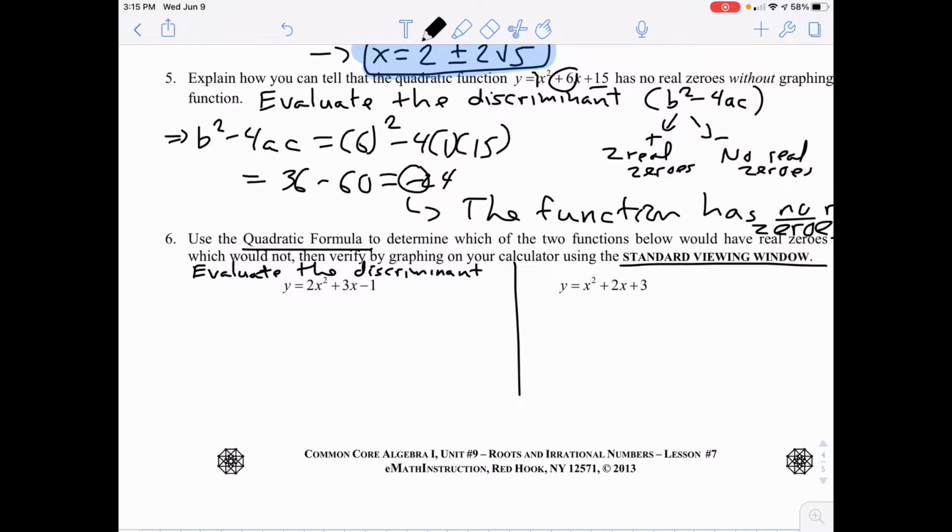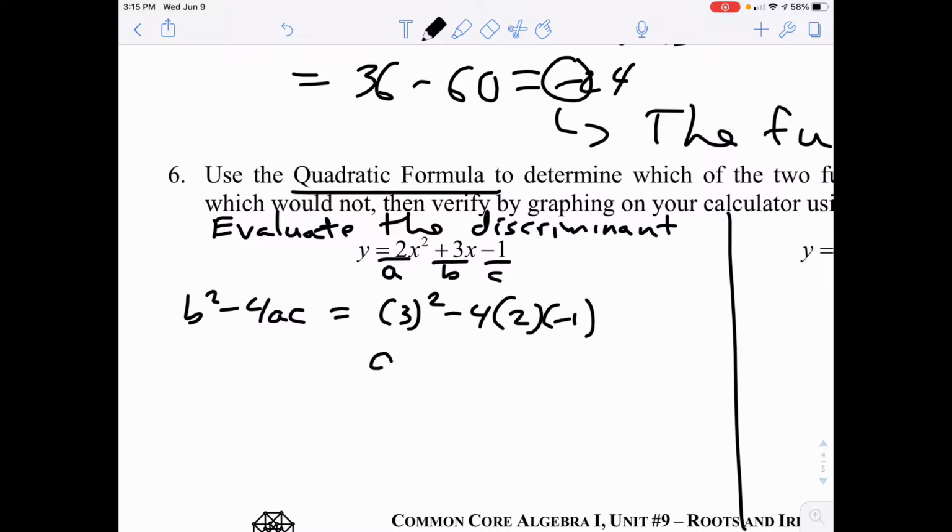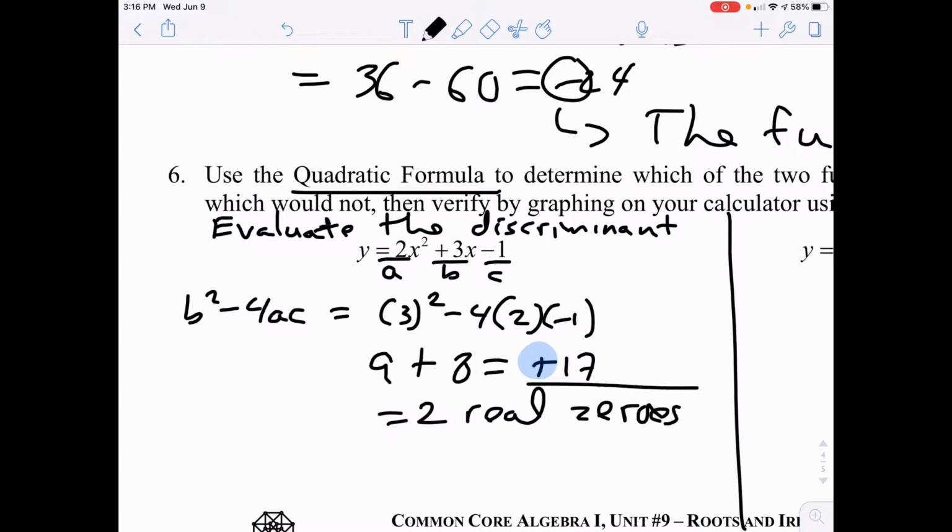So let's go ahead and break this in half. A is 2, b is 3, c is negative 1. So b squared minus 4ac, in this case, would be 3 squared minus 4 times 2 times negative 1. Well, that would be 9. Negative negative is positive, so positive 8, I get positive 17. Now, who cares about the number? The number doesn't matter. What matters is it's positive. Positive discriminant, we have 2 real solutions, or 2 real zeros for that function right there.